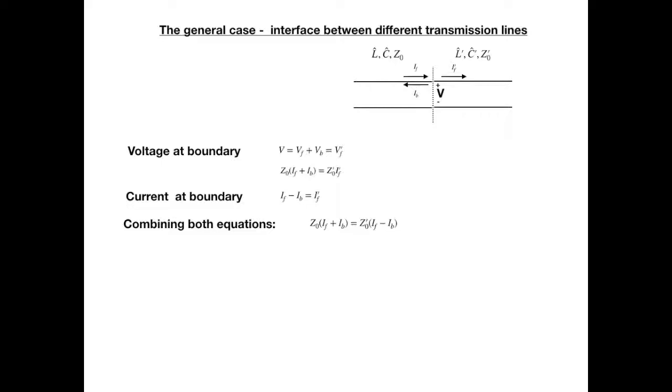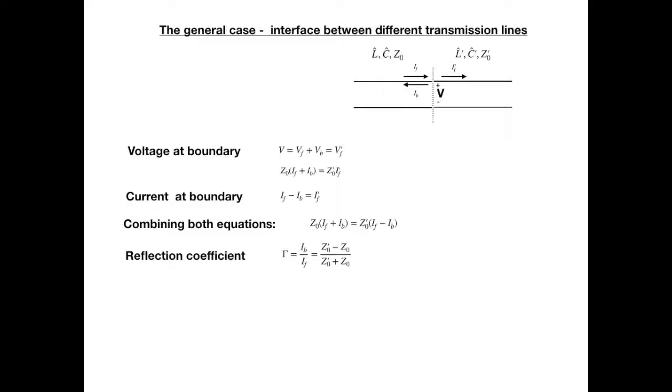So I forward minus I backward is just I forward prime. Some of the current is reflected and some is transmitted. Now we have equations for the forward, backward, and transmitted current. If we combine these three equations, relating the forward and backward current and of course the impedances, we can easily solve them and get the ratio between the forward and backward current.